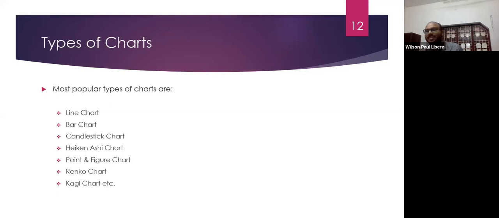And then there are all these types of charts. I'll show you when we go into the charts. I'll just read out the names: line chart, bar chart, candlestick chart, Heikin-Ashi chart, point and figure chart, Renko chart, Kagi chart. I'll show all of these once we get to the charts.